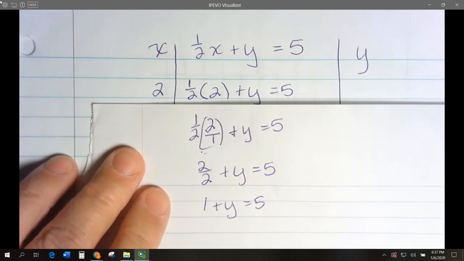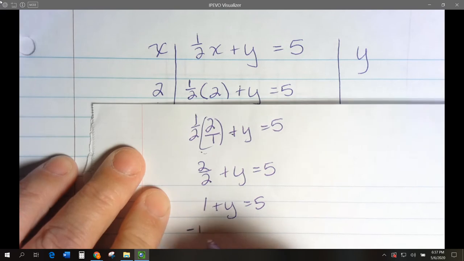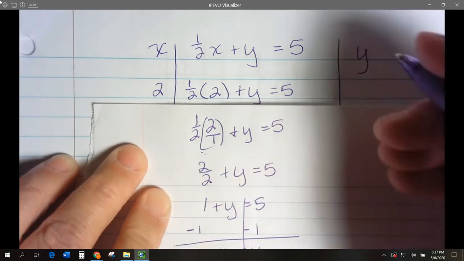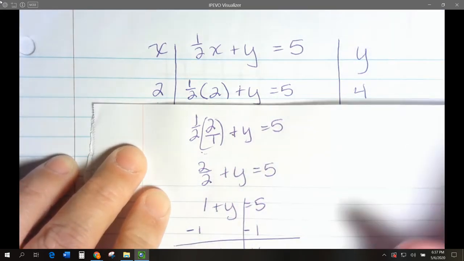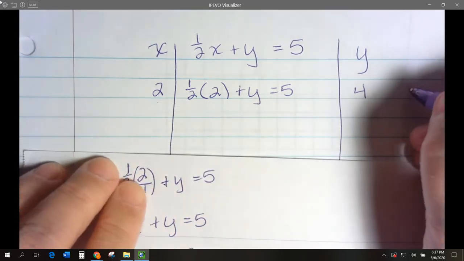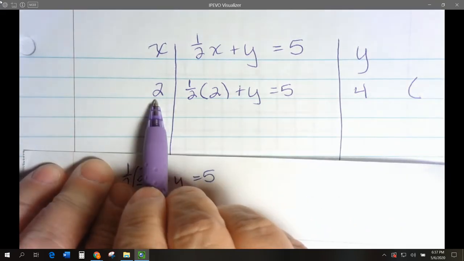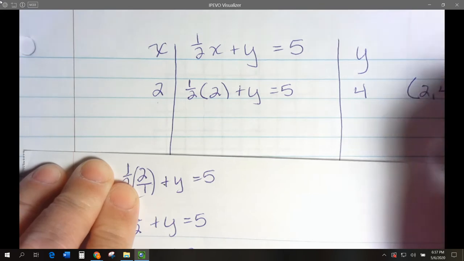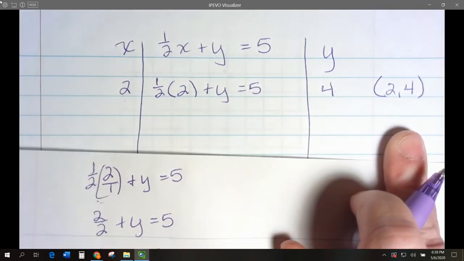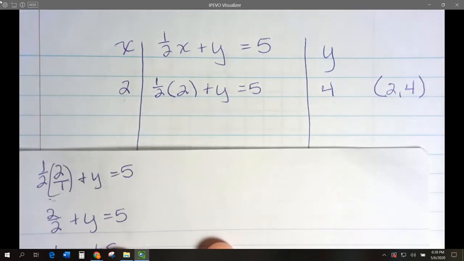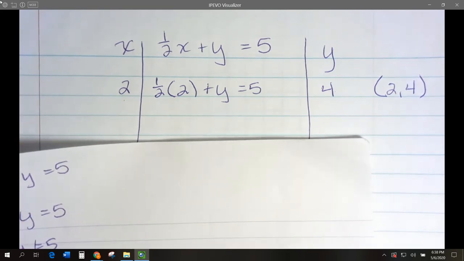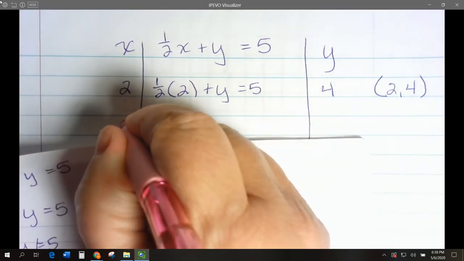To solve this, we're going to subtract 1 from each side. And we get Y equals 4. So our Y is going to be 4, and our ordered pair is going to be 2, 4. That's the ordered pair we'd use when we graph. Let's go on to the next one. First we chose 2. Now let's take 4, because 4 is another multiple of 2.